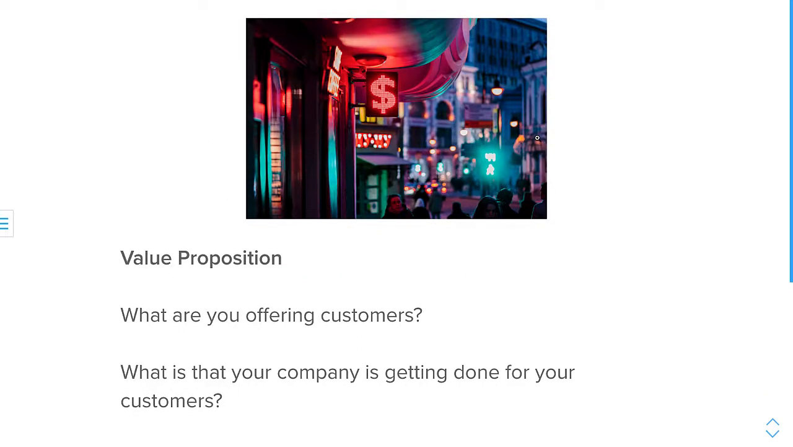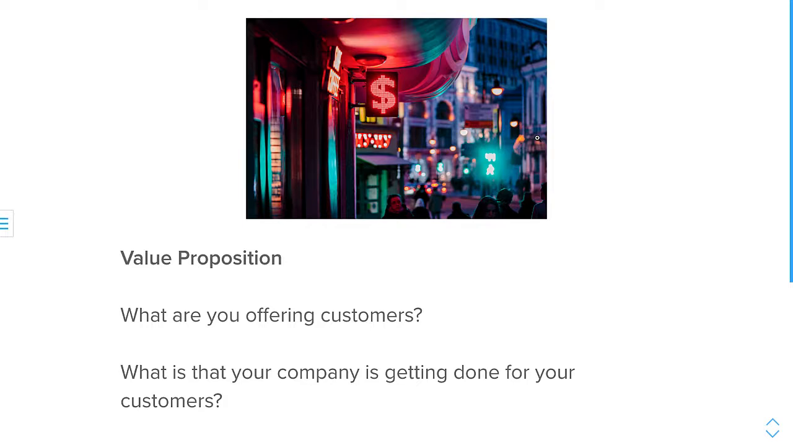The next step, now we're in the middle of the business model canvas, is the value proposition. So what are you offering customers? What is your company getting done for your customers? You have to solve the problem for your customer. For example, if you're opening a lemonade stand, let's say J and J's lemonade stand, as simple as it sounds, you're still offering some type of value proposition. You're offering cold, tasty, natural lemonade on the go. That's my value proposition.